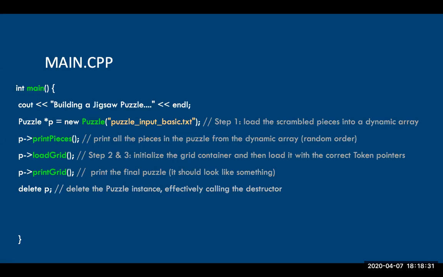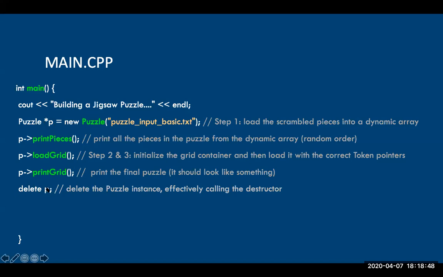And delete of P. Now notice in main here, we haven't done this too much before, but instead of just saying puzzle P, we're saying puzzle star P equals new puzzle. So we're creating our puzzle instance on the heap, right? And we're returning a pointer to P.